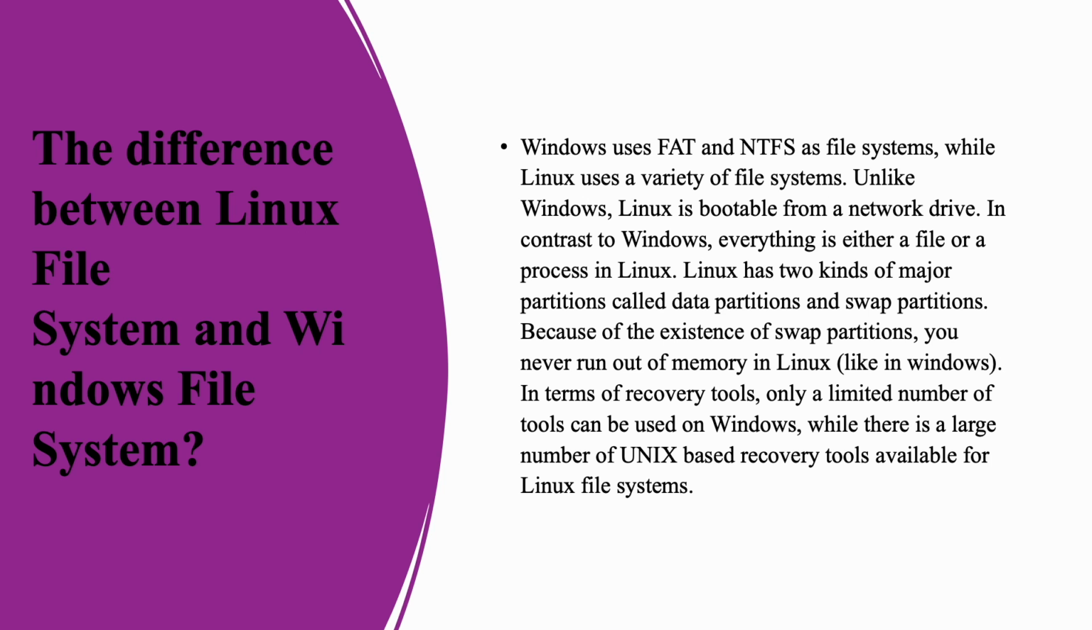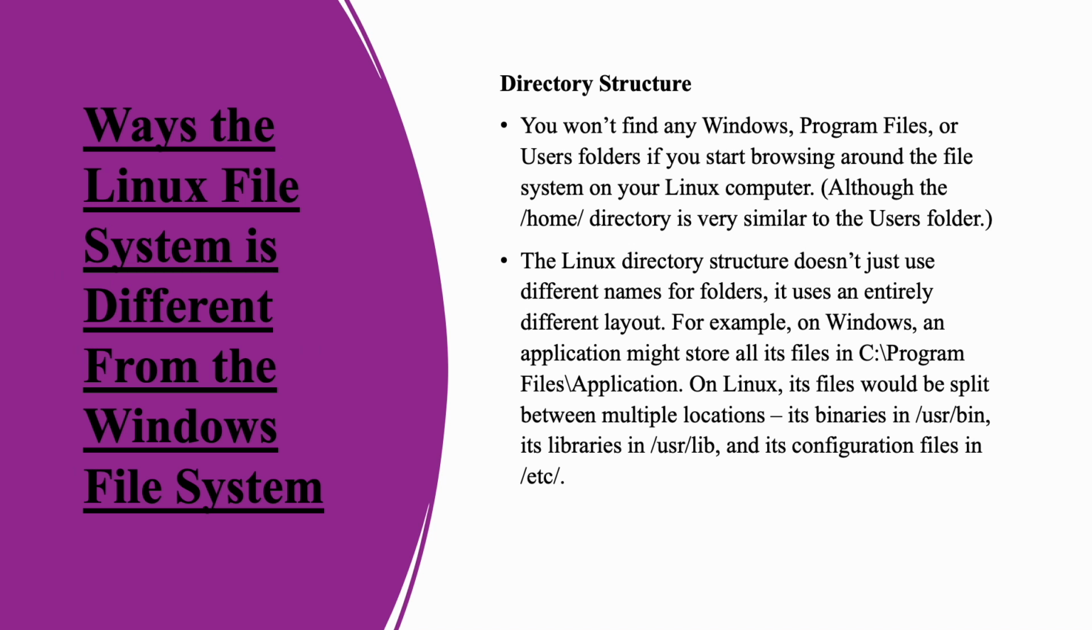In contrast to Windows, everything is either a file or a process in Linux. You won't find any Windows program files or user folders if you start browsing around the file system on a Linux computer. The Linux directory structure doesn't just use different names for folders, it uses an entirely different layout. For example, on Windows, applications might store their files in C:\Program Files, which is not the case on Linux.